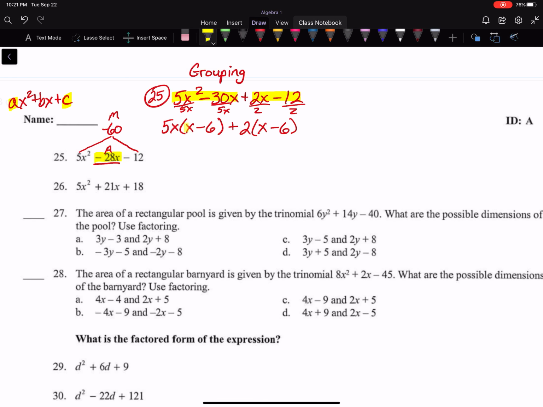Now you can see that these two things have x minus 6 in common. So I just bring that x minus 6 out front, and I divide both by x minus 6. Those all cancel. I'm left with 5x, and here they cancel, and I'm left with plus 2. And there is your answer for 25.